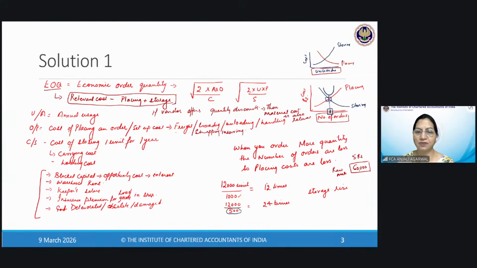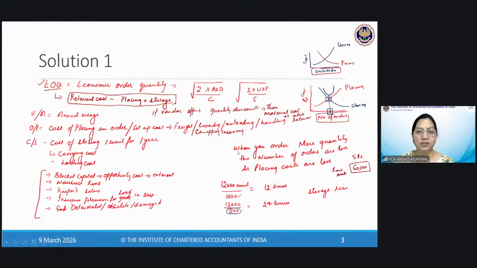If you buy 6,000 units at one go, I'll charge you 4.7. If you buy 3,000 units, I'll charge 4.8, 4.9. And if you purchase only 1,000 units in one lot, then I'll charge you a complete 5. I'll not offer any discounts. In that case, the material cost also becomes relevant. And in deciding the economic order quantity, we will consider placing plus storage plus material cost as well.